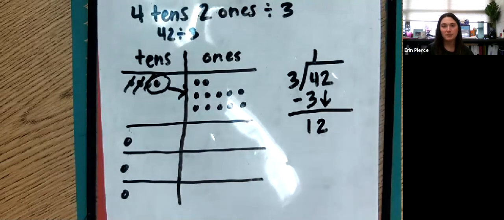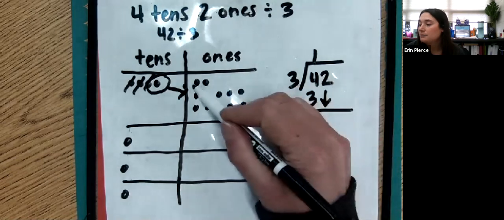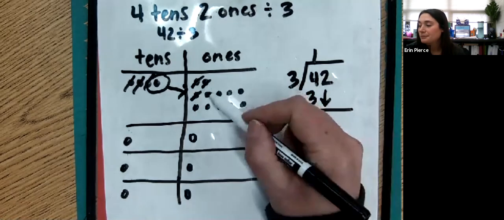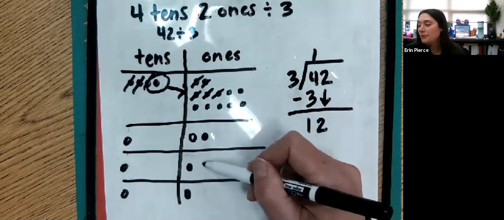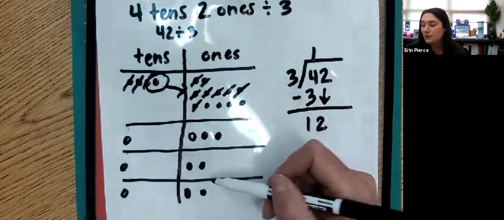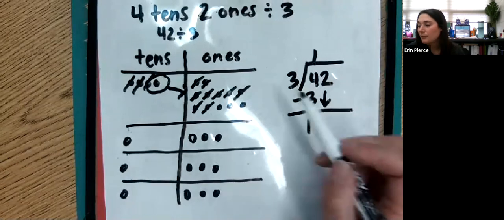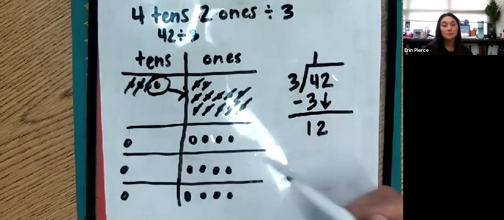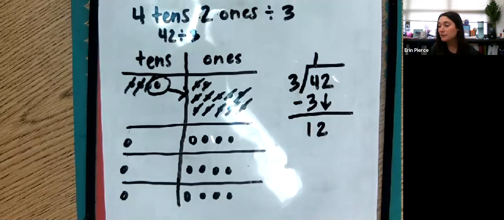So now I have 12 in my ones place. I'm dividing those 12 equally into 3 groups. Let's do it. 1, 2, 3. 1, 2, 3. 1, 2, 3. So I was able to divide all of my ones equally.